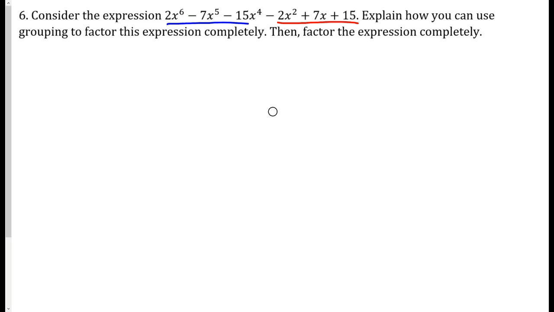I look at those 3 terms together. Is there a GCF I can factor out? Well, from the first set, I can factor out an x to the 4th, and I'm left with 2x squared minus 7x minus 15. From the second half, I want to end up with that trinomial, and I can if I factor out a negative 1.